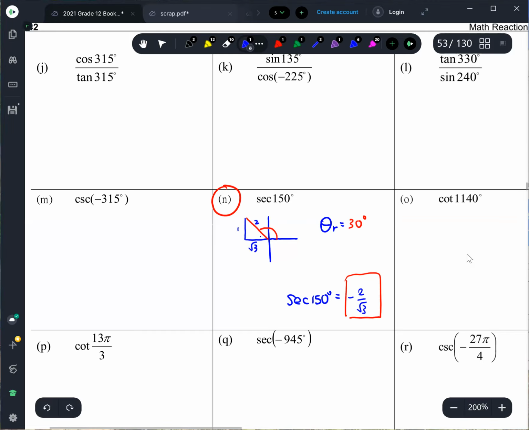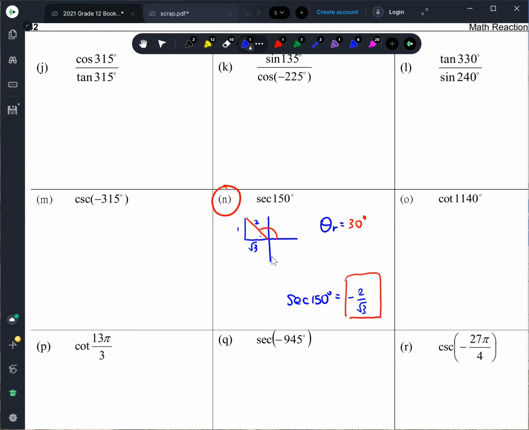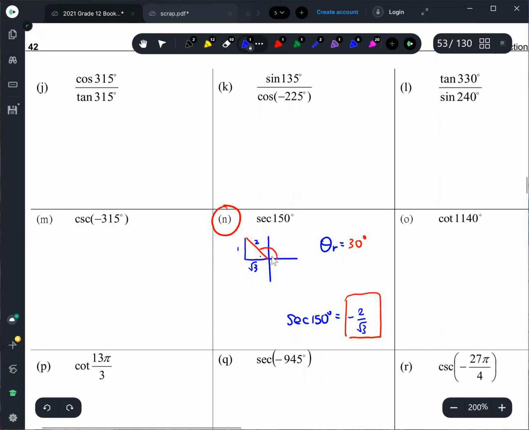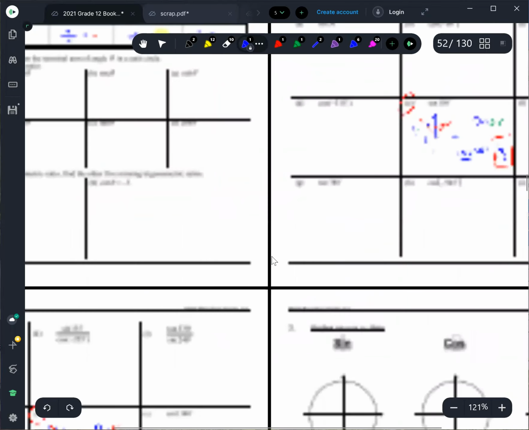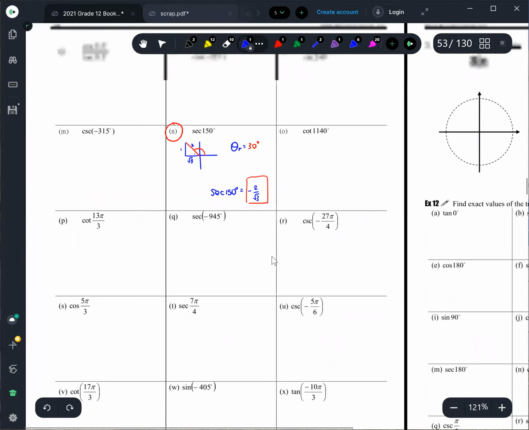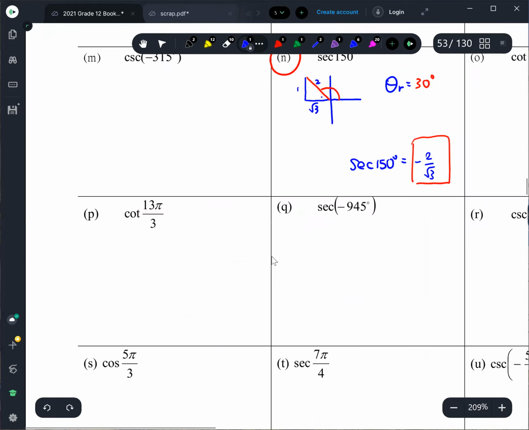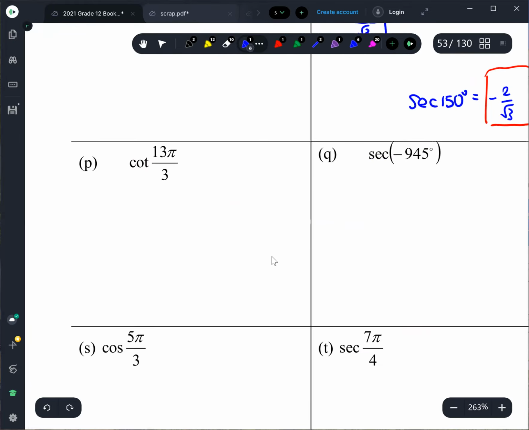Your homework will be something like this. You'll be practicing how to do these ones. Now we're going to try something that's radian. We have done secant, we have done tangent. Let's do something different. Let's do a cotangent. This is the first time we have the radian, so we're going to help you with this one together. Question P.